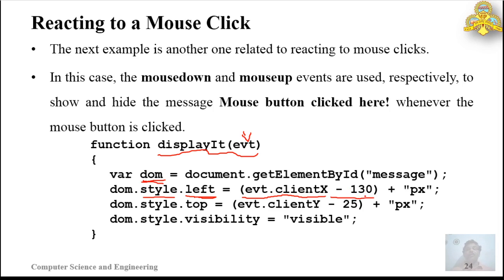You can give a different value if your message line is bigger or smaller than this one, and I'm concatenating the px value. Likewise for top, that is the distance from the top edge, it is minus 25, and px. And the functionality made here is visibility, dom.style.visibility. And on mouse up, that means when the mouse key is released, I will make the visibility of the element message hidden. That is another one. It's very simple. I will go for the example now.